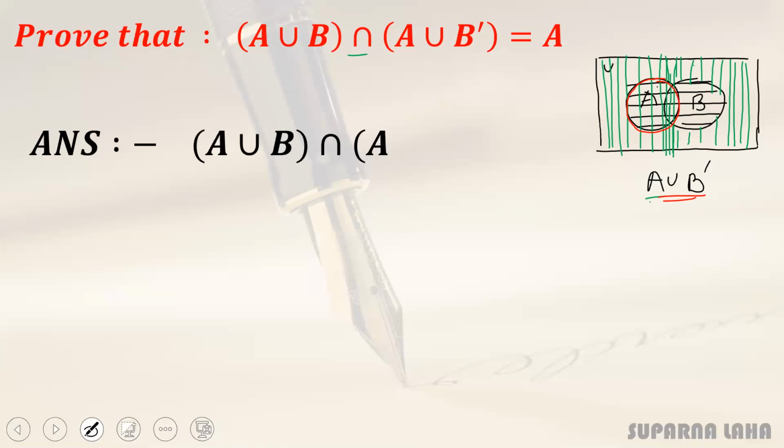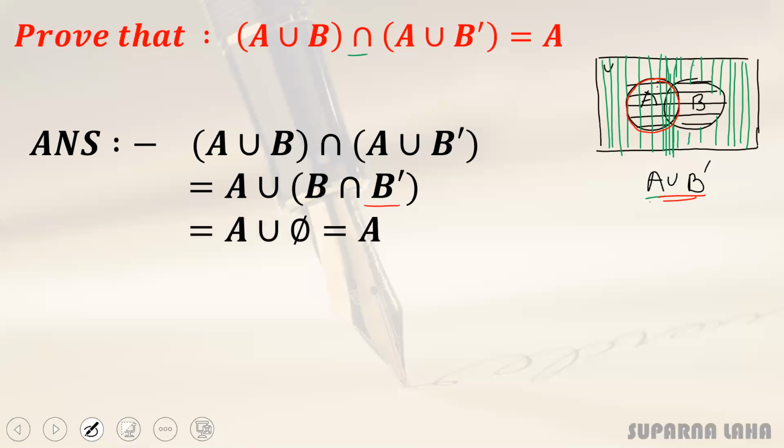(A union B) intersection (A union B complement). Okay. So this thing we can write as A union (B intersection B complement), since we can use this distributive law. So B intersection B complement, that means what? Phi. So A union phi is definitely A, since we know that property, that is, if we take the union of any set with the phi set, we will find that set only, that is A union phi is A. So we proved it by Venn diagram and mathematically also. So moving to the next problem.